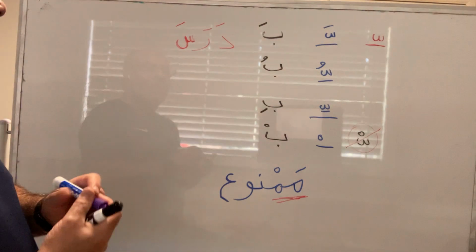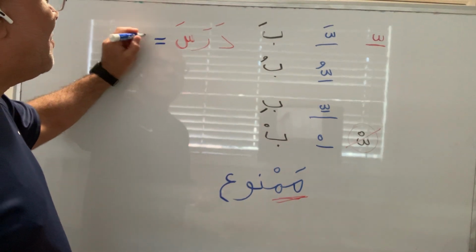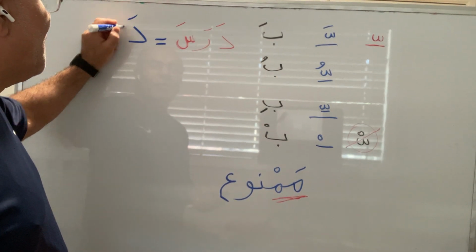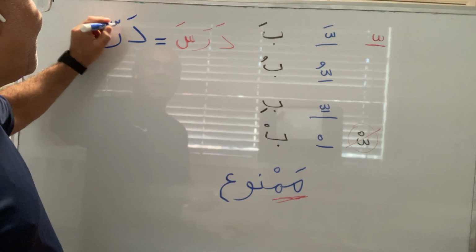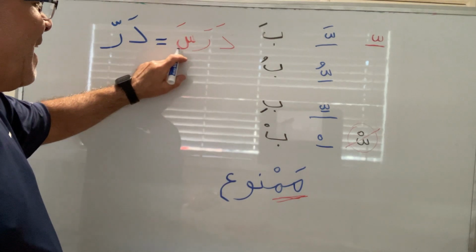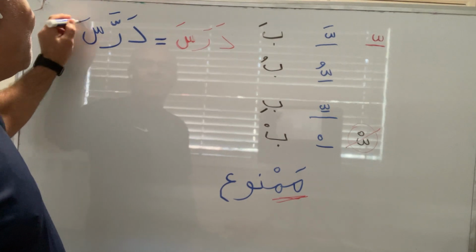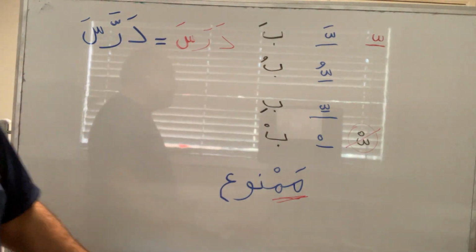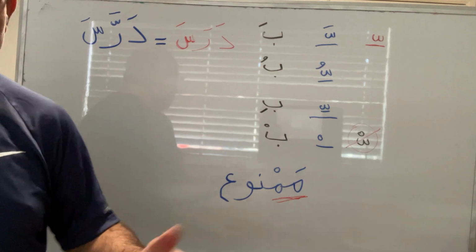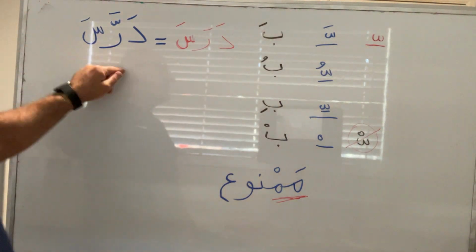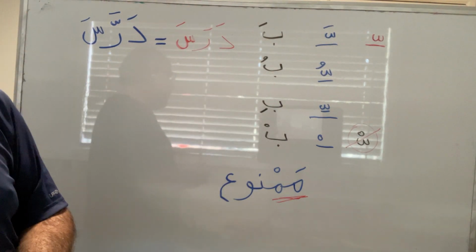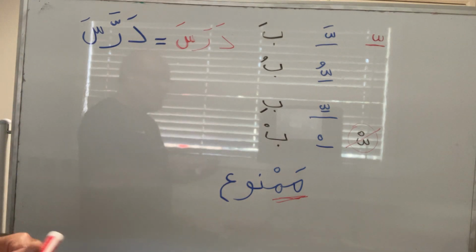Notice that when we add a shadda to the middle letter of the verb, it will change the meaning from darasa, to study, to darrasa, to teach, or he taught. One more time. Darasa, he studied, or to study. Darrasa means he taught.